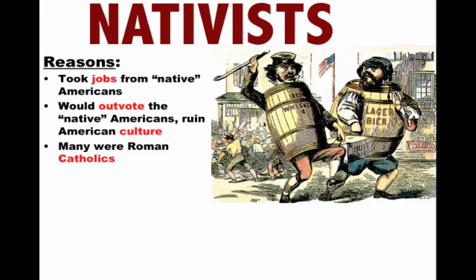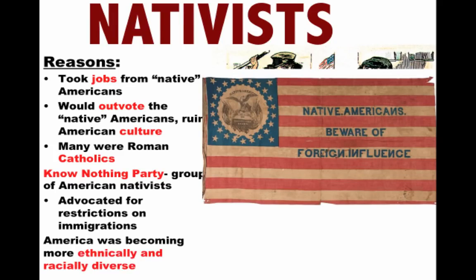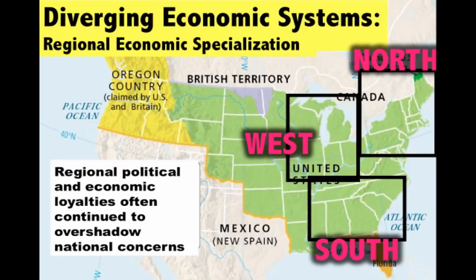The Catholic thing, especially for the Irish, plays a key role in this rise of nativist sentiment, and you get political parties forming, such as the Order of the Star-Spangled Banner, more commonly referred to as the Know Nothing Party. They advocated for restrictions on immigrants and immigration. But a key thing happening during this time is America is becoming more and more ethnically and racially diverse. It's always been a nation of a lot of different people. In this period, you see that furthering development.